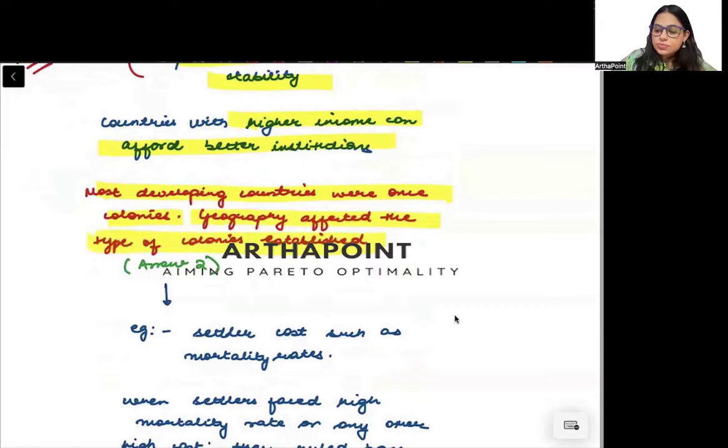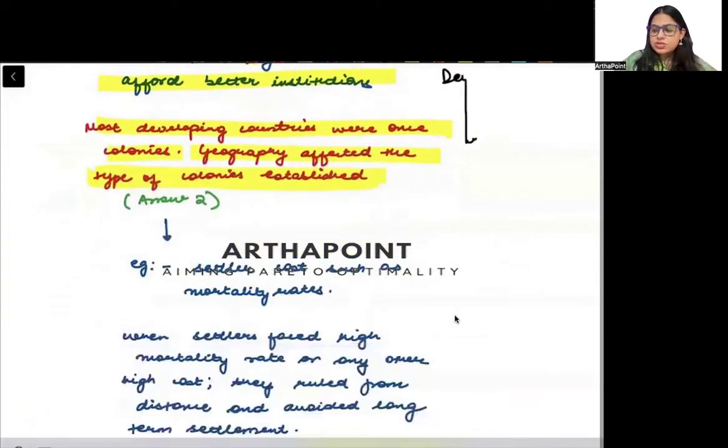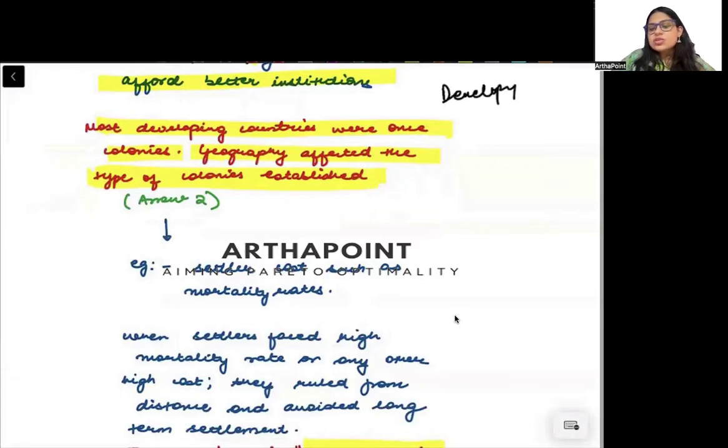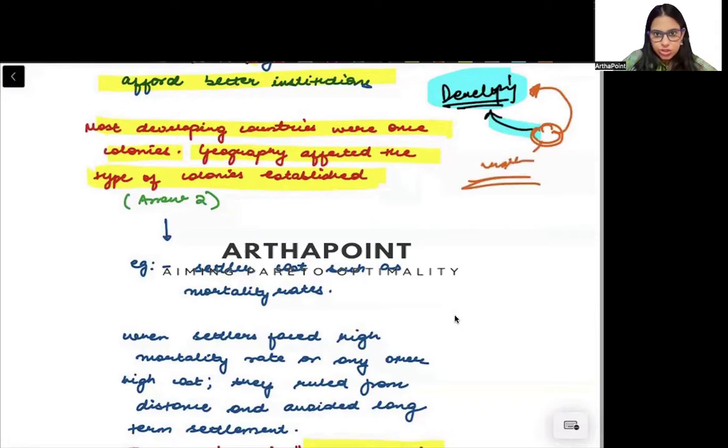अब क्या है कि जो भी developing countries थी, whatever developing countries we have, they were once under some other country, like under Europe. ठीक है. Now because the developing countries were under some other country, तो जो भी वो country थी जिसने भी उस developing country पे rule किया, उन्होंने अपने हिसाब से वो institutions establish किए होंगे.